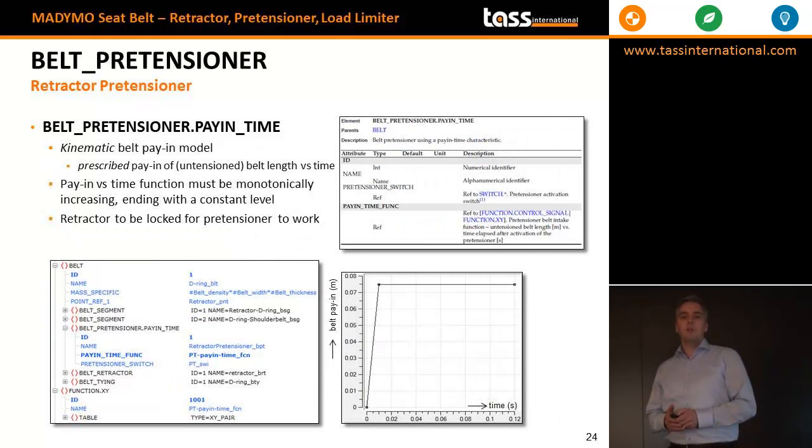First we will explain in MADYMO how the belt pretensioner is modeled with belt pretensioner pay in time. When this is used, it means that you define a kinematic belt pay-in model. So the pay-in of the belt is prescribed, and it's described as pay-in length versus time with a function. The retractor needs to be locked in order for the pretensioner to work.